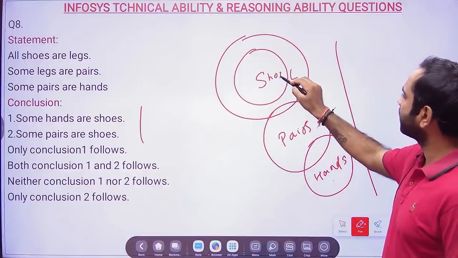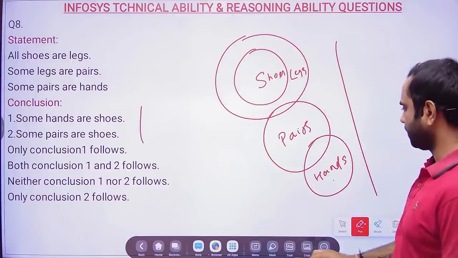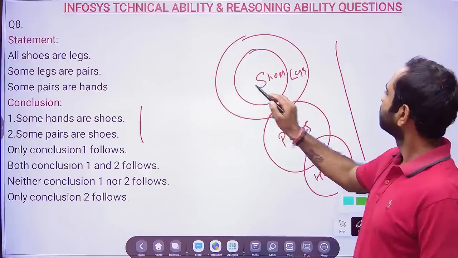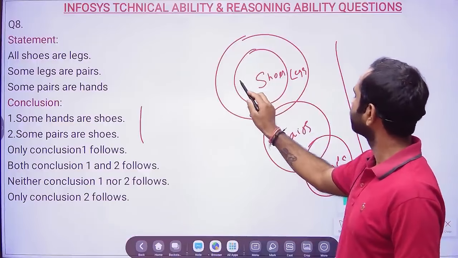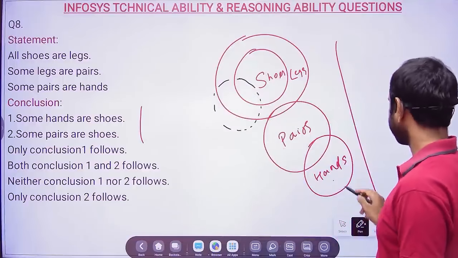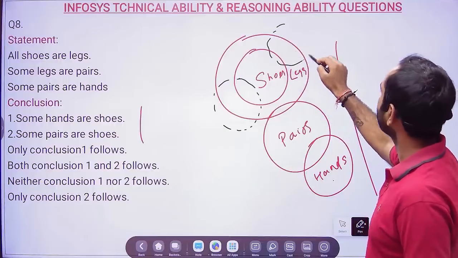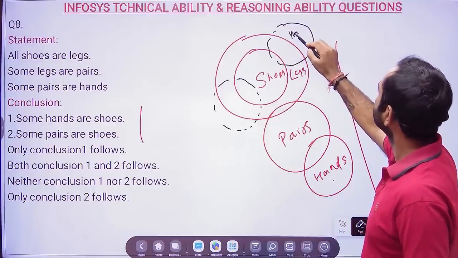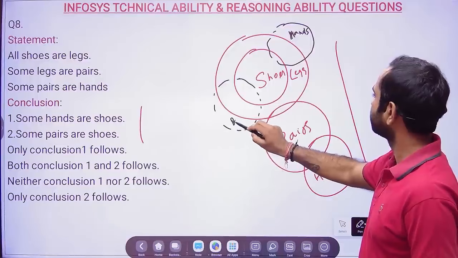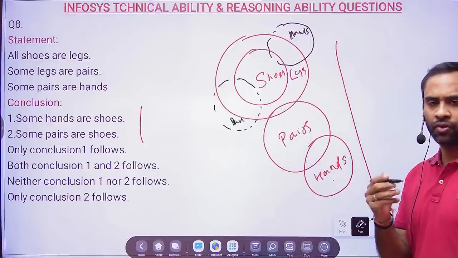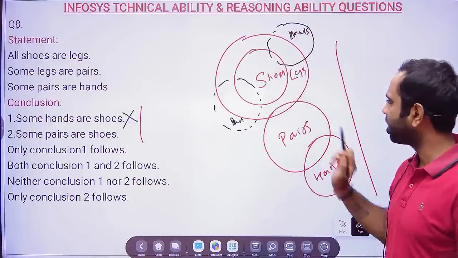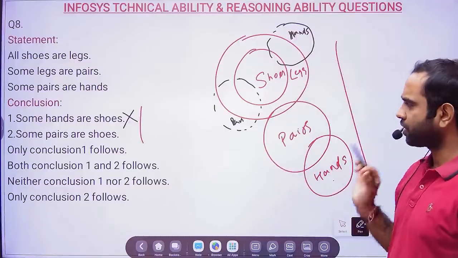Sir, I can't say that. See, there will be a possibility. If you try to understand, there will be a possibility. This pairs, we could have done like this. This hands also, this is a possible statement. This is a possible diagram basically, and this is nothing but your pairs. So it might happen or might not happen. Some hands are shoes: it may or may not happen. I'm not sure, so you have to cross it.